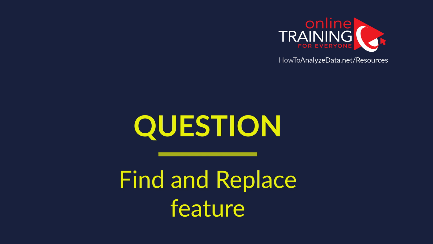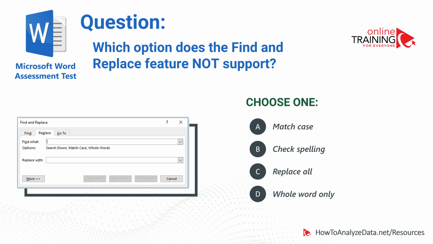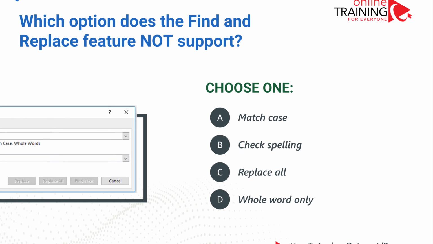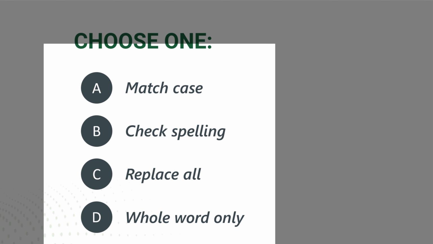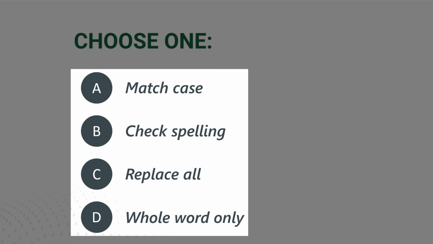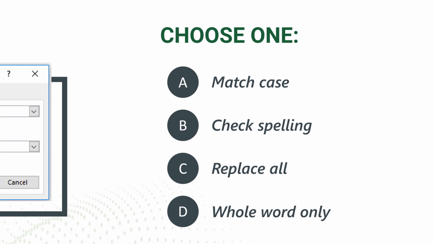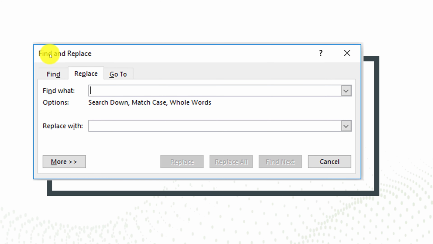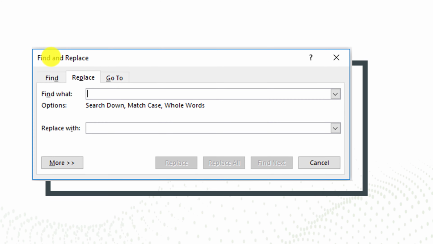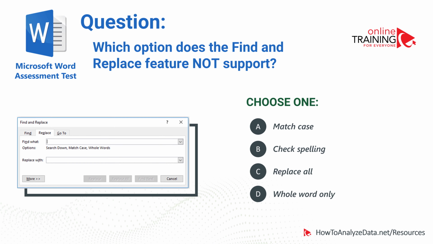Let's look at the tricky question which tests your knowledge of Microsoft Word formatting. Which option does the find and replace feature not support? You gotta love those negative questions. 4 choices here: match case, spell checking, replace all, and whole word only. And there is a find and replace dialog box presented to you, so you better understand the context of this question. Which one do you think is the right choice here? Let's see if we can get to the right answer together.